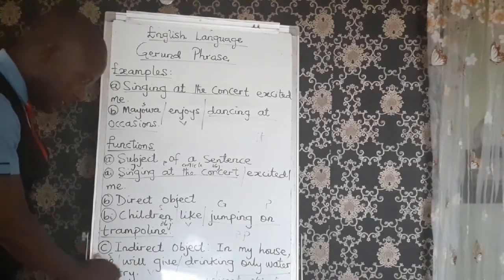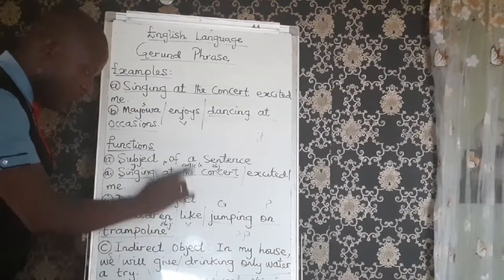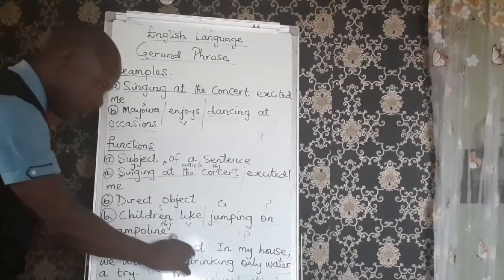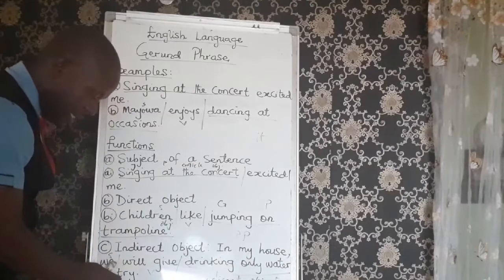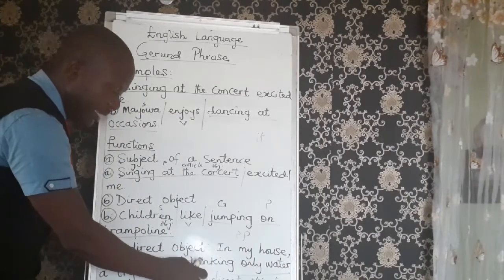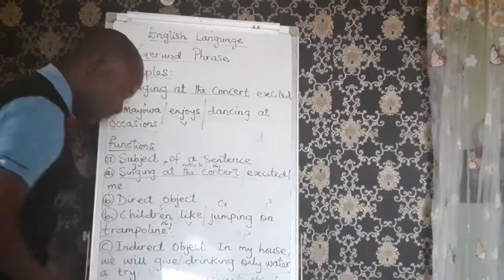We is the subject. We will give is the verb. What are we going to give? A try. What are we giving a try to? Drinking only water. So this is what is affected directly by this verb. Indirectly, it is affecting drinking only water.